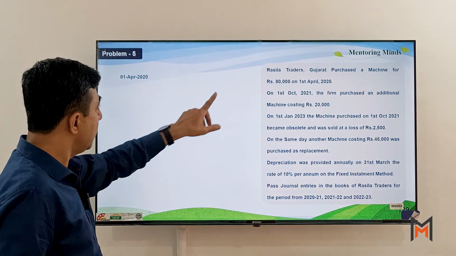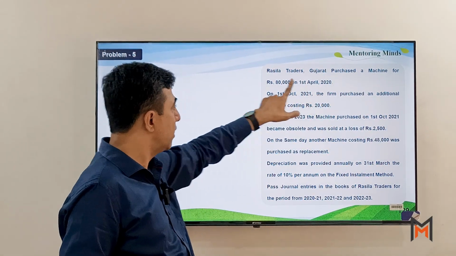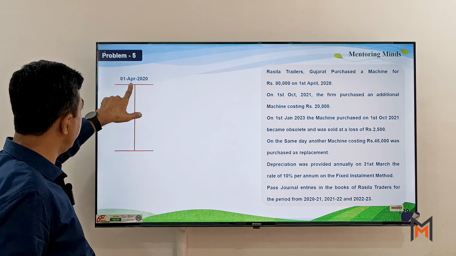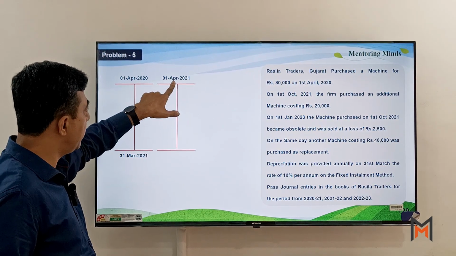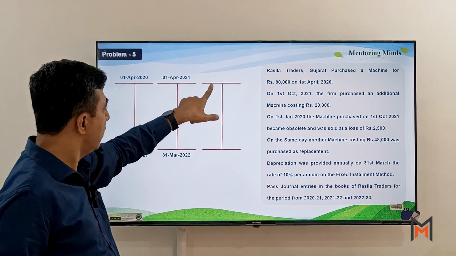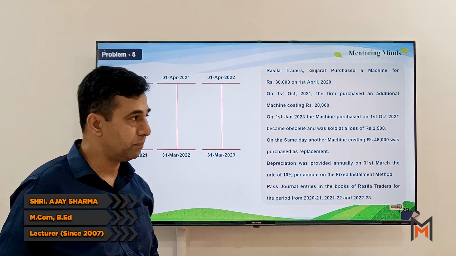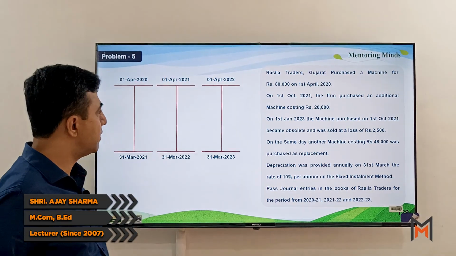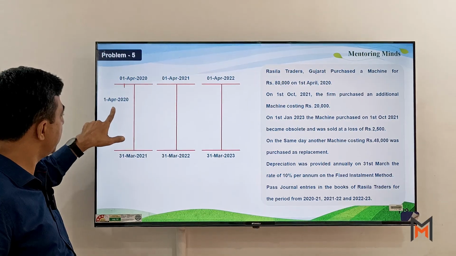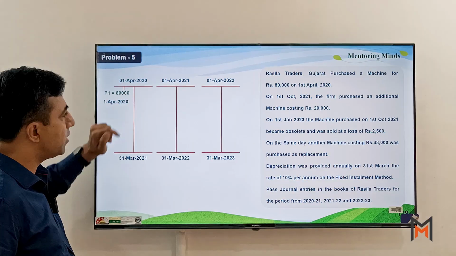So here in the first year, our first year is 1st April 2020. So year starts on 1st April 2020, ends on 31st March. Starts on 1st April 21, ends on 31st March. Starts on 1st April 22, ends on 31st March 23. In the first year, on 1st April, we are purchasing asset. हम asset खरीद रहे हैं, ठीक है. कितने की asset खरीदी? सर 80,000 की asset.